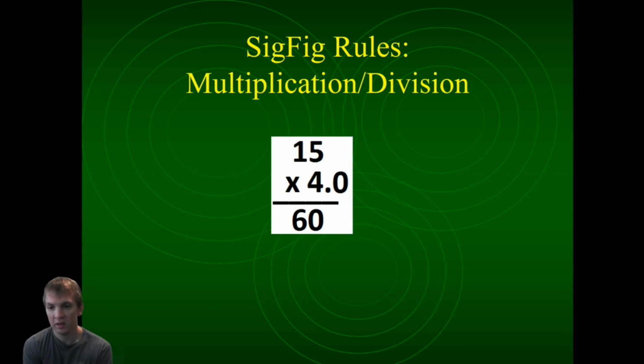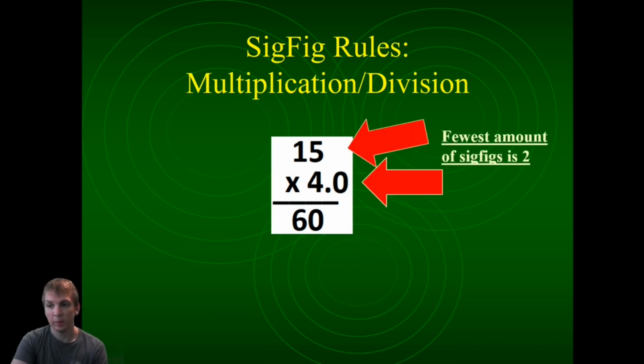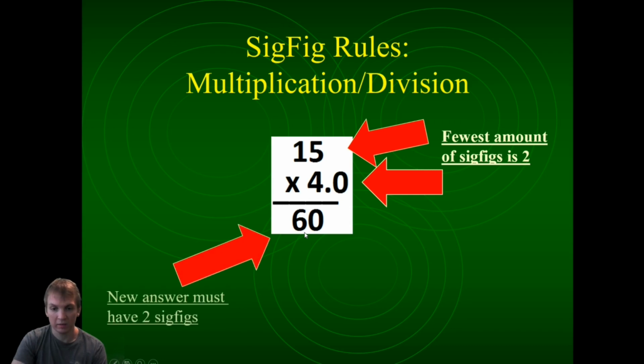We got 15 and 4.0. So 15 is our top number. That's obviously 2 sig figs. And 4.0 has 2 sig figs as well. So we've got two numbers that both have 2 sig figs. That means my answer has to have 2 sig figs. And this is a kind of a tricky one because if we did 60, 60 only has 1 sig fig, right? So our answer has to have 2 sig figs, but 60 on its own only has 1.